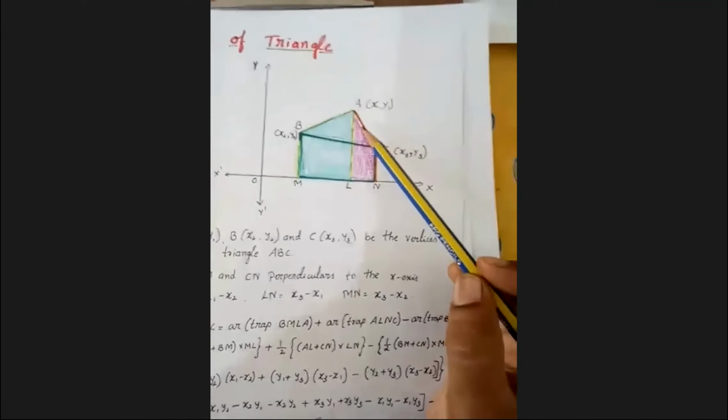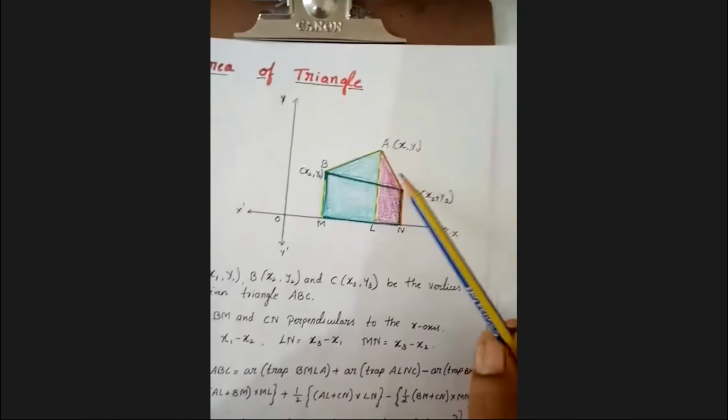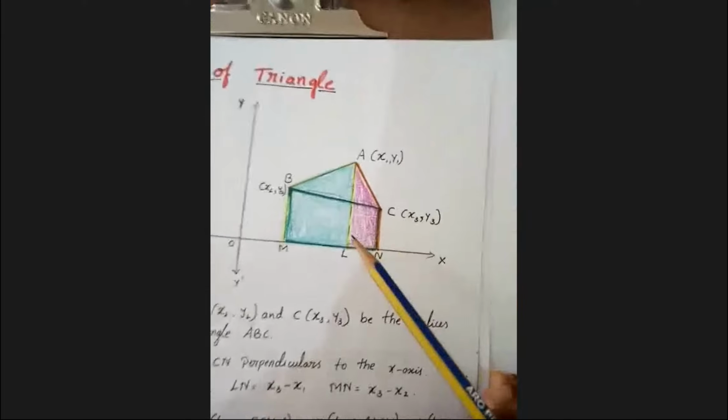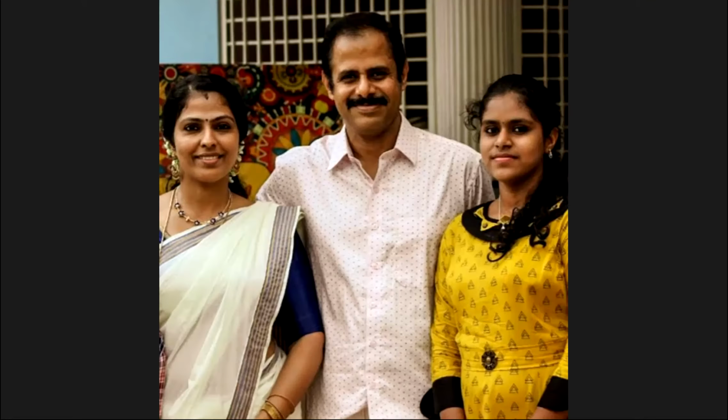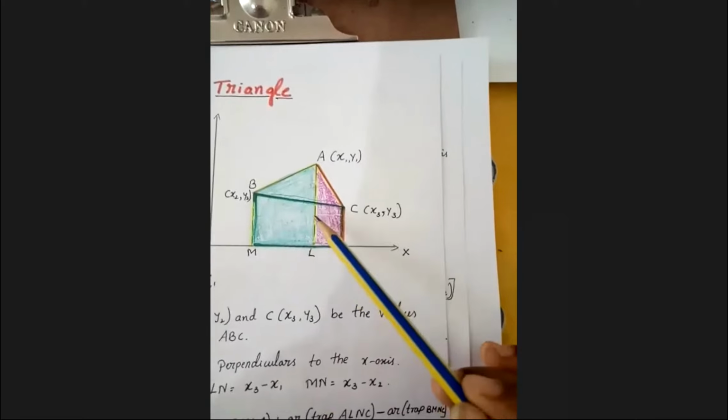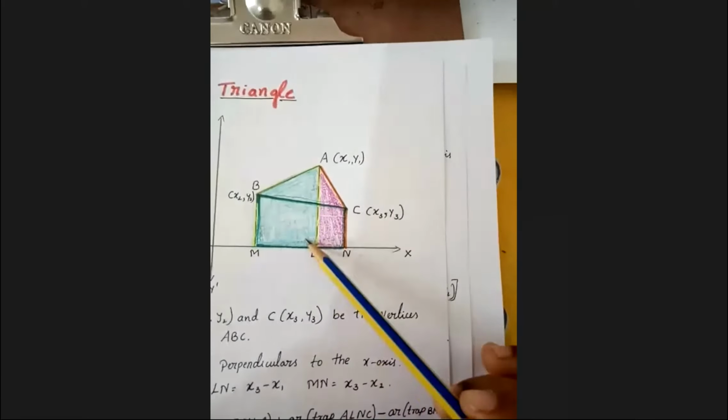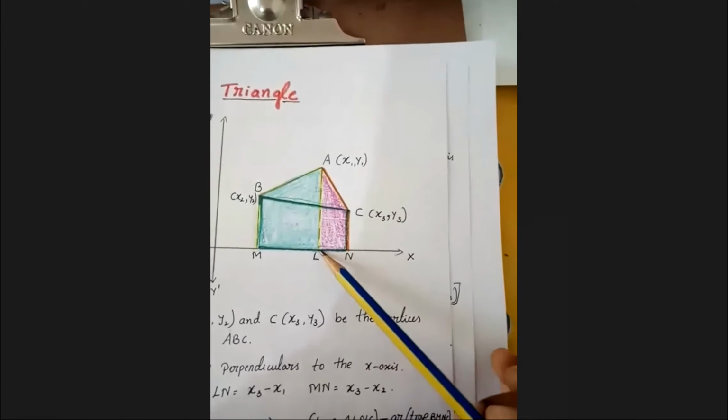What's the area of a trapezium? You learned it in your previous class. Half into sum of parallel sides into height. First, I'll take the area of trapezium ABML. The parallel sides are BM and AL, and the height is LN. Am I clear?